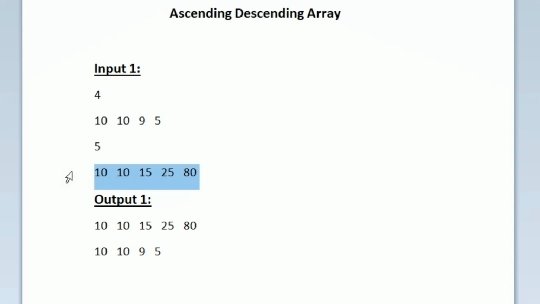Similarly, the second array is in ascending order. Here 10, 10, 15, 25 and 80. So the values are increasing. In our output, we have to print the ascending array first, and then the descending array. Here the second array is ascending, so we print that array first, and then we print the first array, which is in descending order.